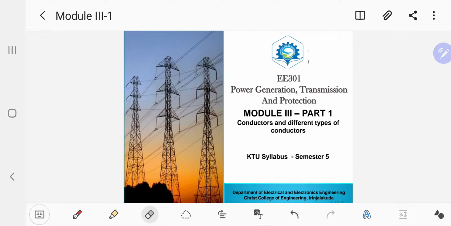Conductors are an important part of a transmission line. Which are the different types of conductors, and what are the properties which make them ideal for transmission? We'll be studying this in today's video.